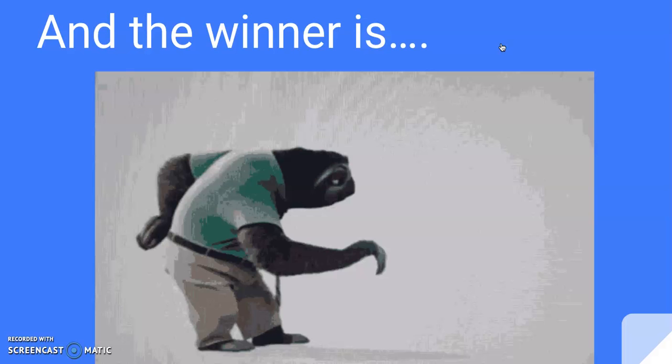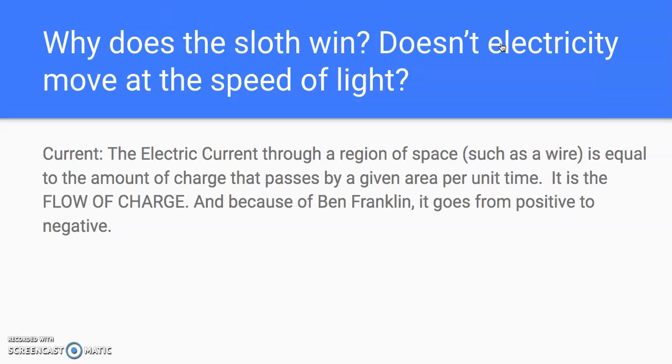So how is this possible? How does the sloth beat the electron? Let's find out. The first question is, why does the sloth win? And the second question is, doesn't electricity move at the speed of light, so it would almost beat anything, sloths included? Well, to answer this question, first we have to define what current is.